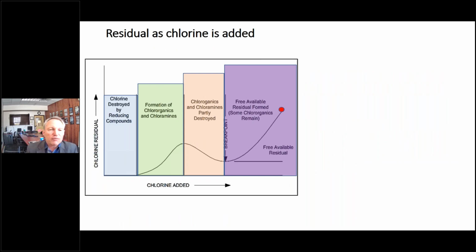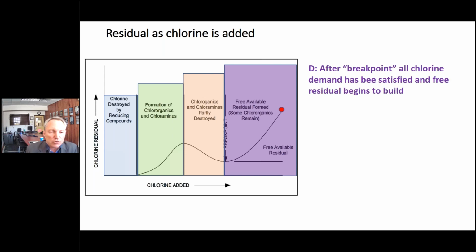In the fourth stage, we've passed that break point, and we can now begin building some free residual. Free chlorine residual means unreacted chlorine. You notice where that red dot is, that represents the height of the total chlorine residual that we've reached. But notice there, that horizontal line below where it says free available residual, below that line, there's still some combined chlorine. So the total chlorine residual that you measure is going to be a little larger than the free chlorine residual that you have, unless your water were to be completely pure, like distilled water.